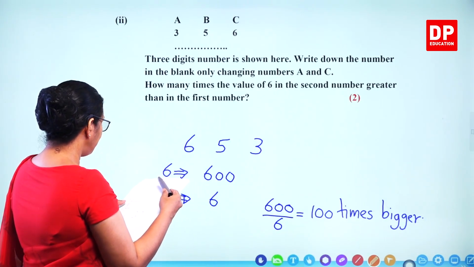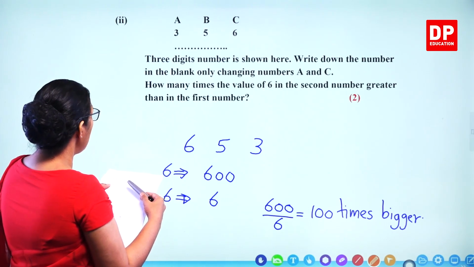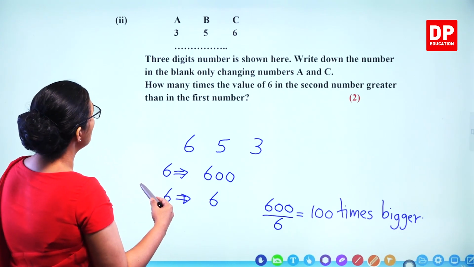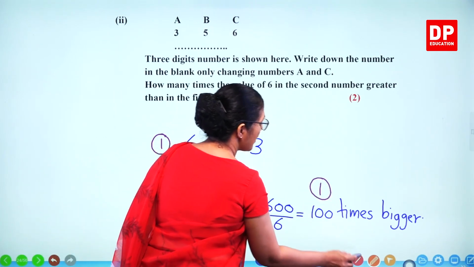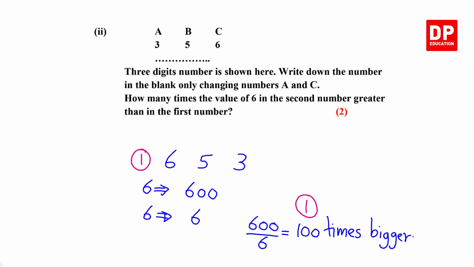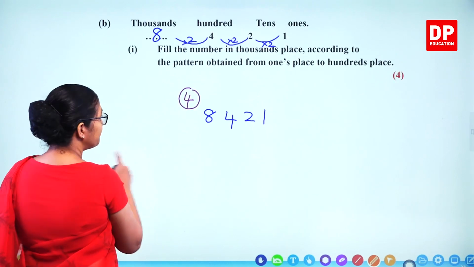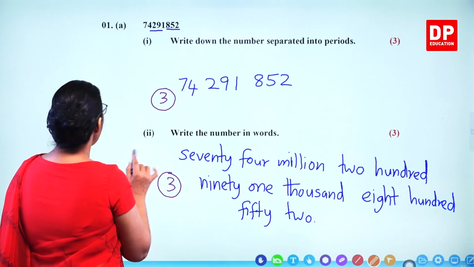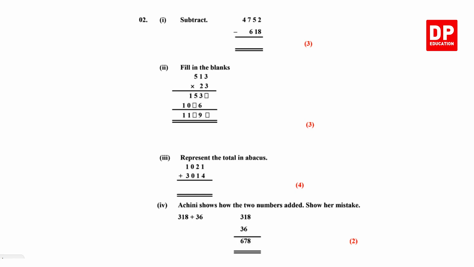So let's see. 653 and this 100 times bigger. So you get 2 marks. So 1 mark for this number and 1 mark here. 2 marks given. Then let's see whether we gave marks. 1 and 1, 2. 2 and 4, 6. 6 and 6, 12 marks. For all questions in this paper, 12 marks each.